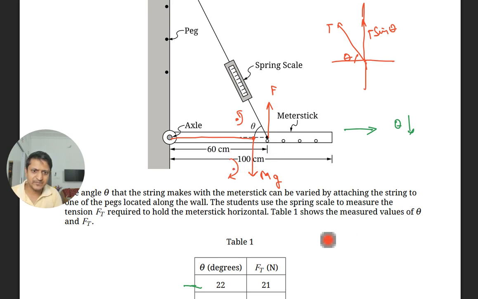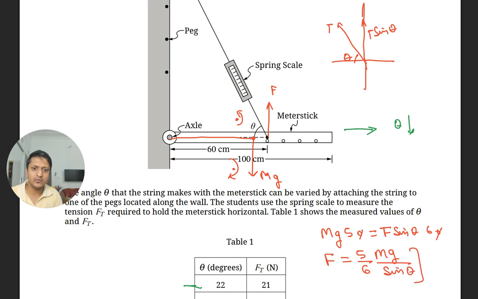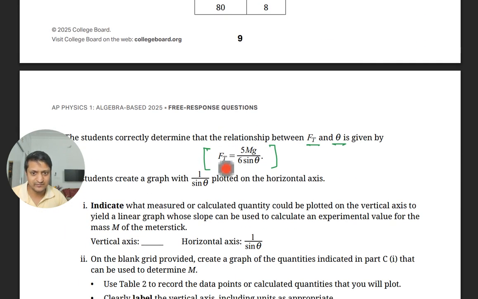So we can say that mg into 50 equals F, or you can say T sine theta, that is the upward force, but the distance now is 60. Or you can take this F in place of T because F is given in your question. So the 10 cancels, and F equals 5 by 6 mg by sine theta. So this is how this is solved, because in some questions they can ask you directly. So it is very important to learn where they are getting this.